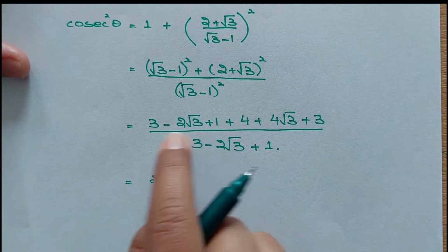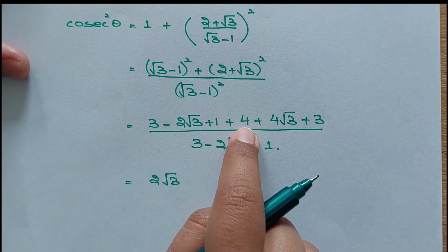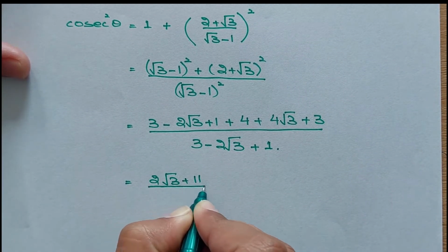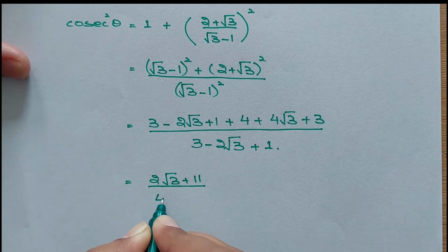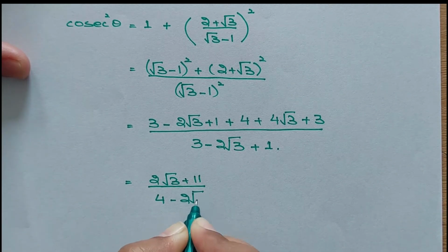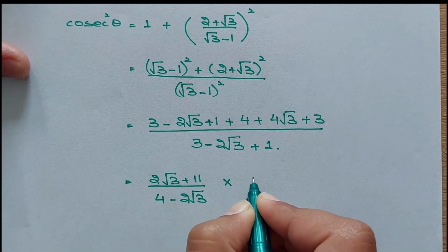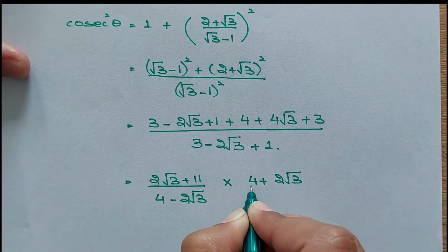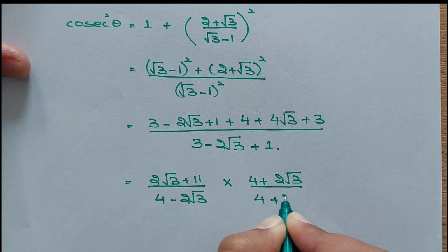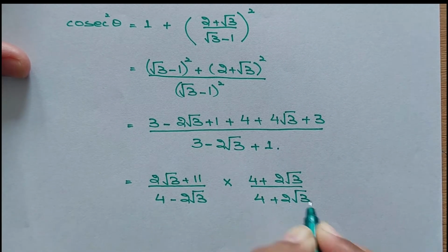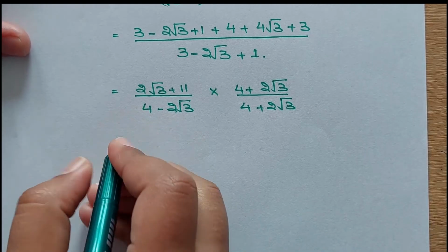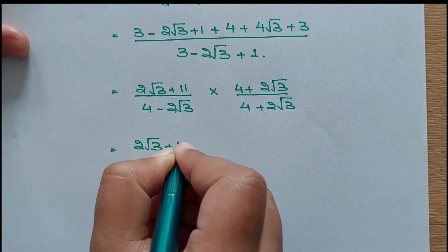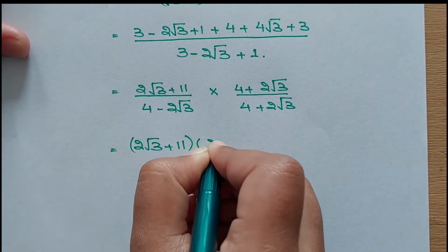3 plus 4, 3 plus 1 is 4, 4 plus 4 is 8, and 9, 10, 11, plus 11 divided by 4 minus 2 square root of 3. Now let me rationalize this. So 4 plus 2 square root of 3, multiplying and dividing with 4 plus 2 square root of 3. Okay, so this is going to be 2 square root of 3 plus 11 multiplying with 2 square root of 3 plus 4.